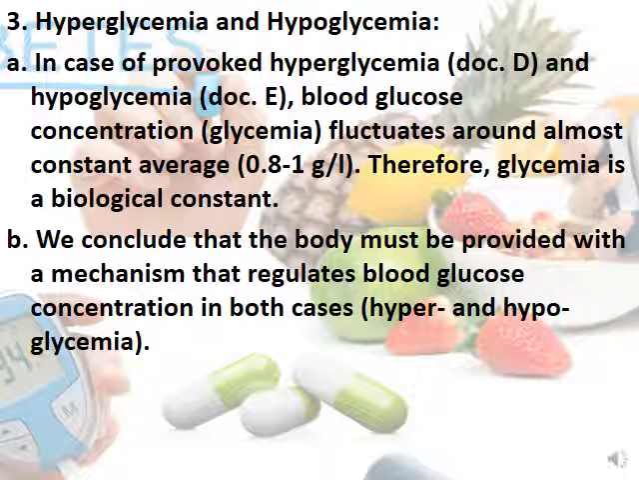So in the case of provoked hyperglycemia, document D, and hypoglycemia, document E, the blood glucose concentration, or the glycemia, fluctuates around an almost constant average, 0.8 to 1 gram per liter. Therefore, the glycemia is said to be a physiological constant or a biological constant. So here we can conclude that the body should be provided with a special mechanism that regulates the blood glucose concentration, the glycemia, in both cases, hyper, high level of glycemia, or hypo, which is low level of glycemia.